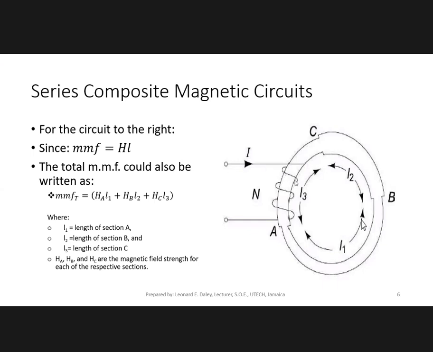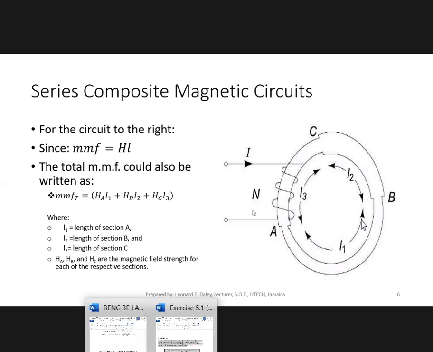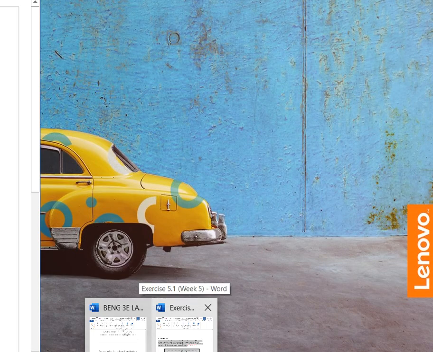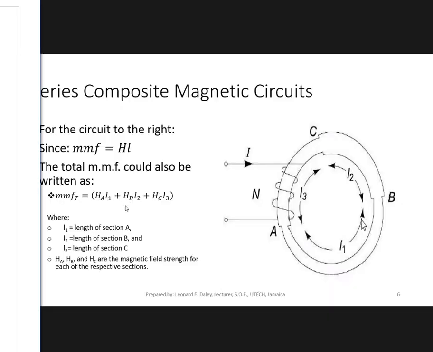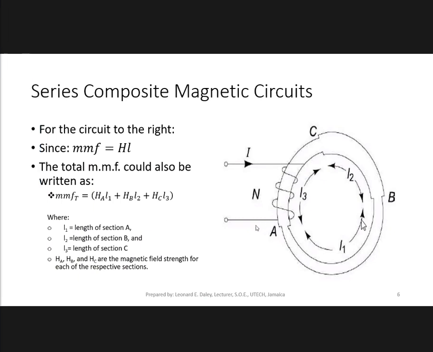So when you're using the length, you could also use this relationship. The MMF is equal to H, the magnetic field strength, times the length. So it could also have been written like this: HA times L1 plus HB times L2 plus HC times L3. HA again is the magnetic field strength for section A, and the others are similar: HB for section B, HC the magnetic field strength for section C.